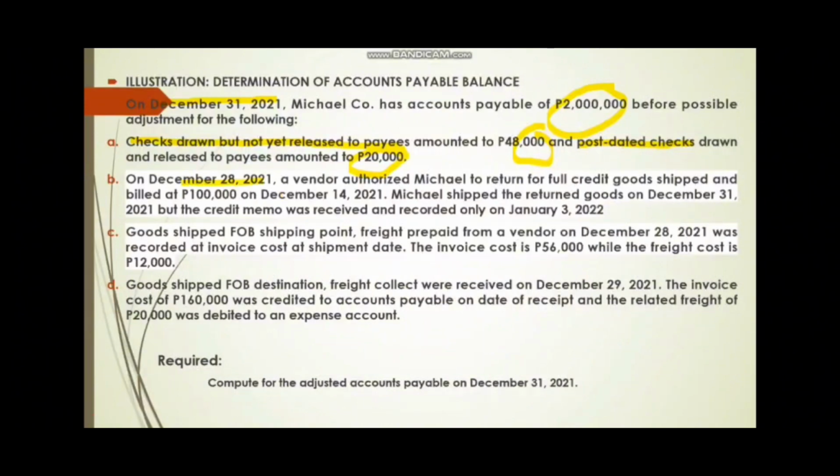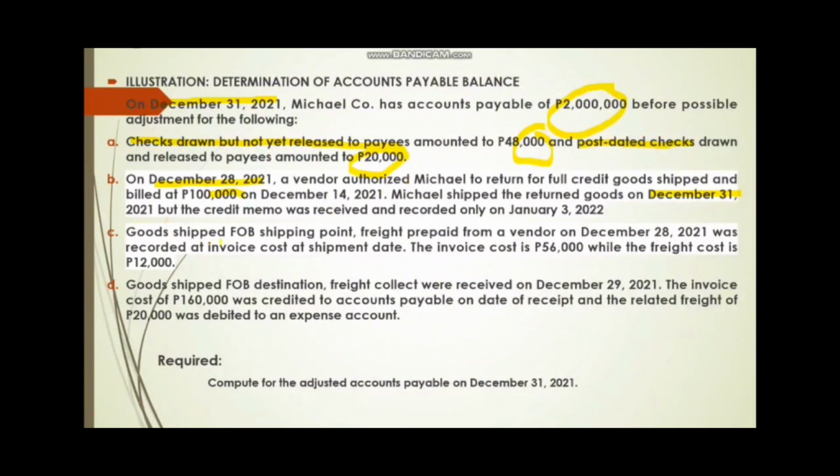Letter B, on December 28, 2021, a vendor authorized Michael to return for full credit goods shipped and billed at 100,000 on December 14, 2021. Michael shipped the returned goods on December 31, 2021, but the credit memo was received and recorded only on January 3, 2022. So in letter B, we have a purchase return that happened on December 28, 2021 amounting to 100,000.